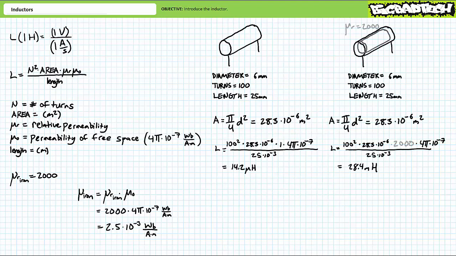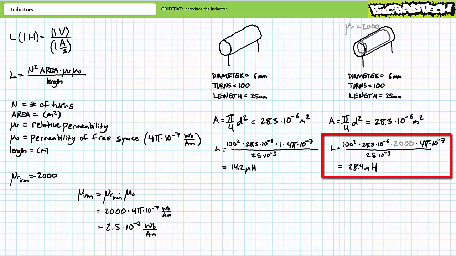If, however, we fill the core with a magnetically permeable substance like iron with a relative permeability of 2,000 times that of free space, application of the inductor construction formula demonstrates an inductor of the same dimensions now has an inductance value of 28.4 millihenries, or 2,000 times that of a similarly sized air core inductor.